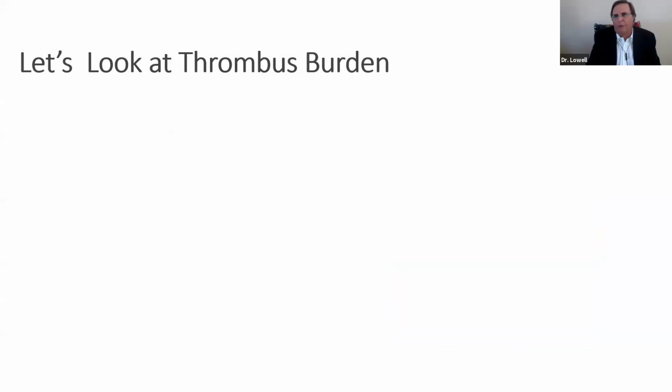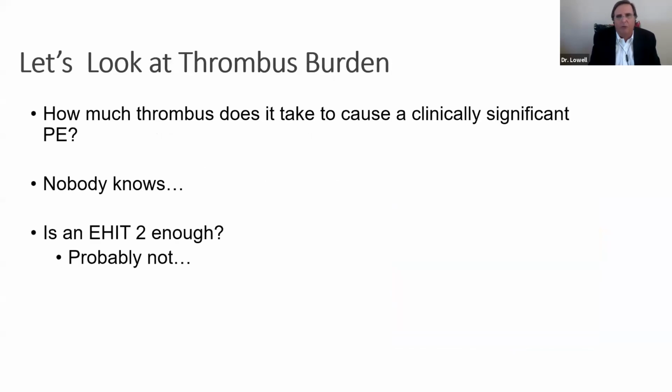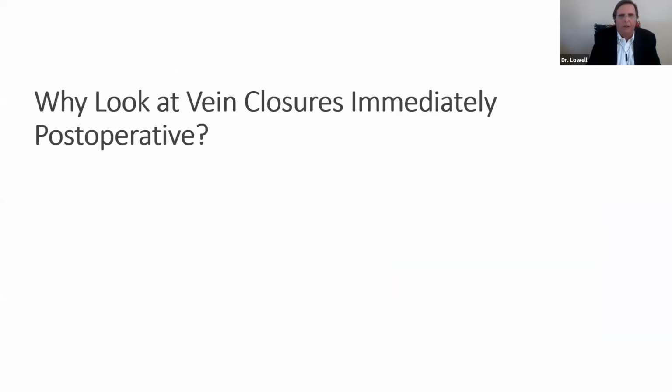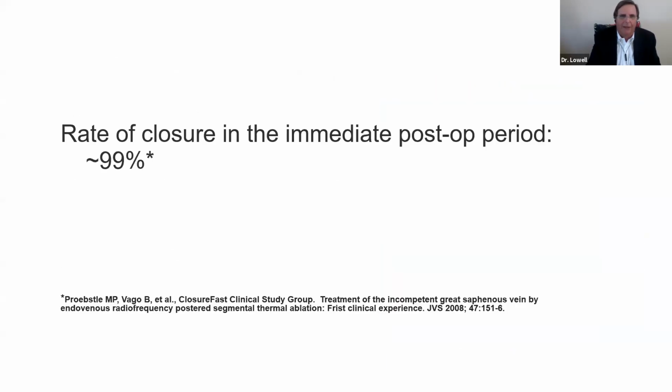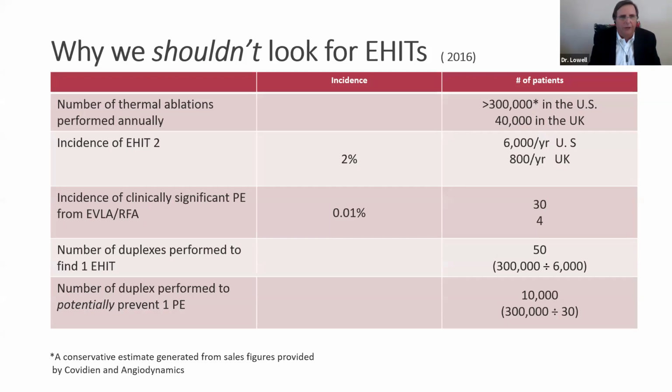So let's look at thrombus burden. How much thrombus does it take to cause a clinically significant PE? I would submit nobody knows. Is an EHIT 2 enough? Probably not. So why look at vein closures immediately postoperative? Because it makes us feel good? We know that the rate of closure is in the high 90s. So let's look at something in a different vein.